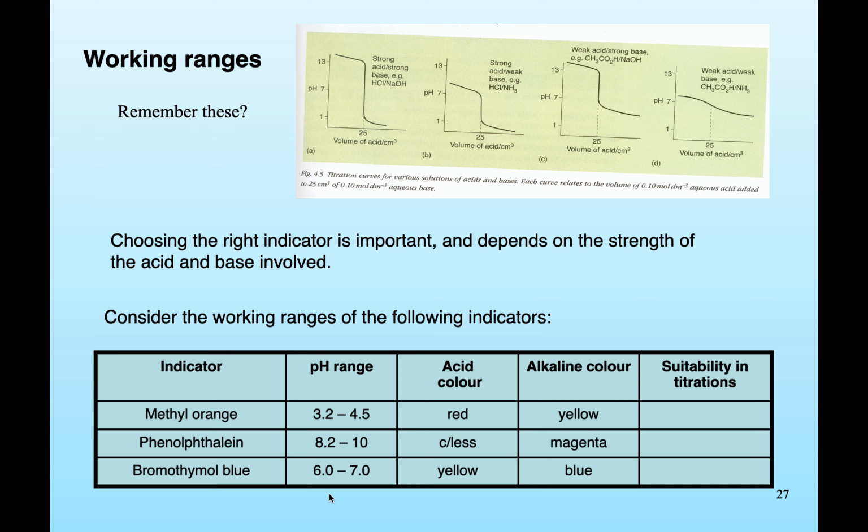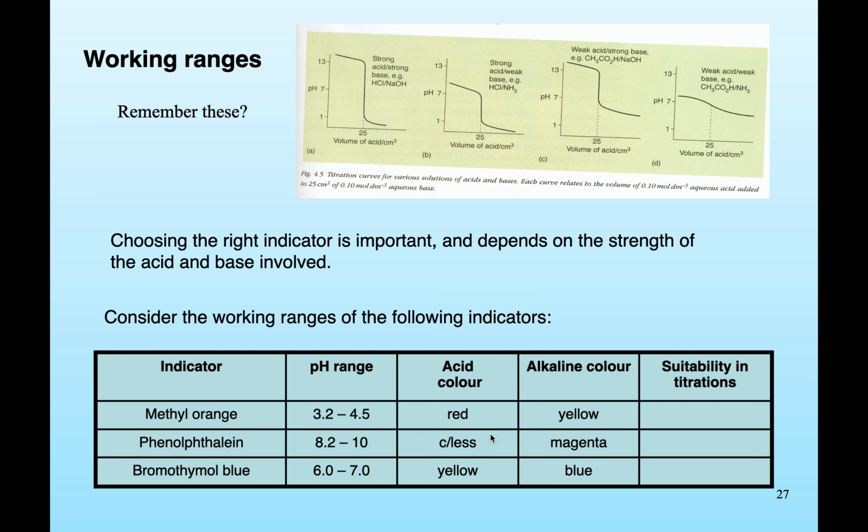Bromothymol blue we don't use very often, but just to show another indicator, its working range is 6 to 7, so it's there, isn't it? So you could say which of these titrations we could use bromothymol blue in, and in acid it's yellow and alkali it's blue. Now, I've never seen you have to recall that particular fact, but with methyl orange and methyl red, which are the same more or less, and phenolphthalein, you should remember the colors.